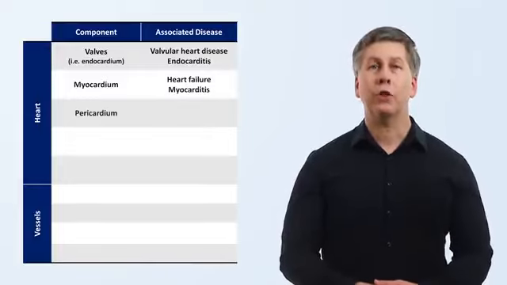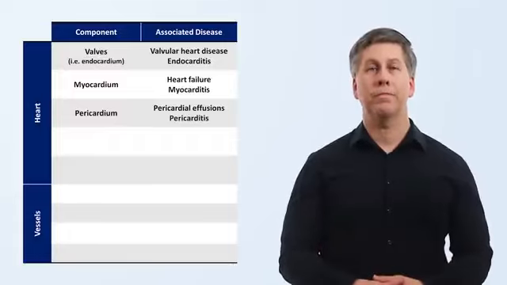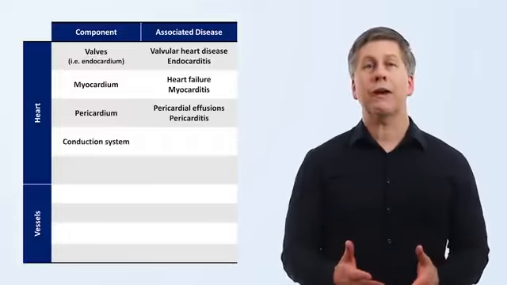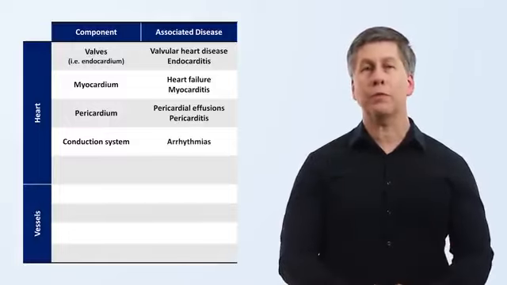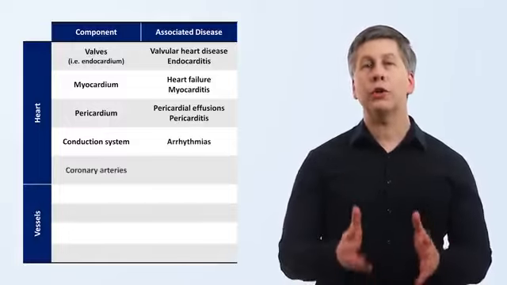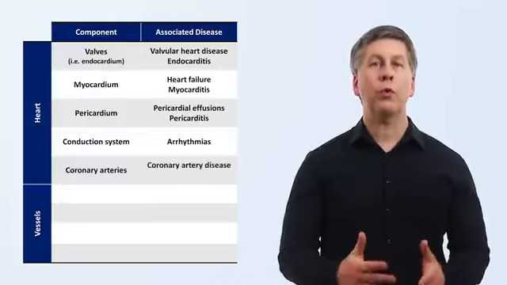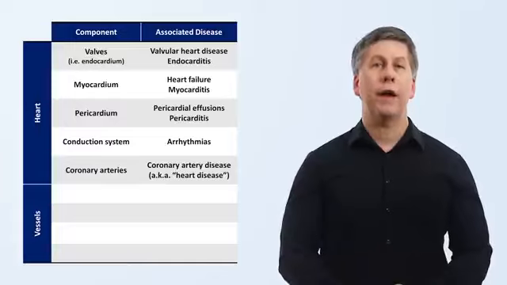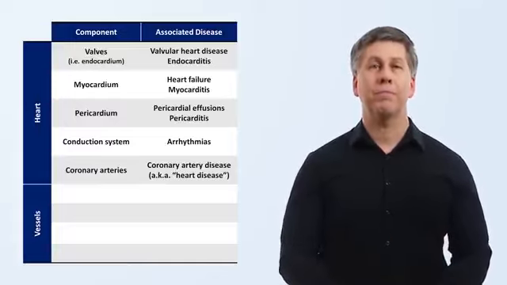The pericardium, which is affected by pericardial effusions and pericarditis. The conduction system, which is affected by a very diverse collection of arrhythmias or abnormal heart rhythms. And the coronary arteries, which are involved in coronary artery disease, colloquially known as heart disease, and which is responsible for the conventional types of heart attacks.